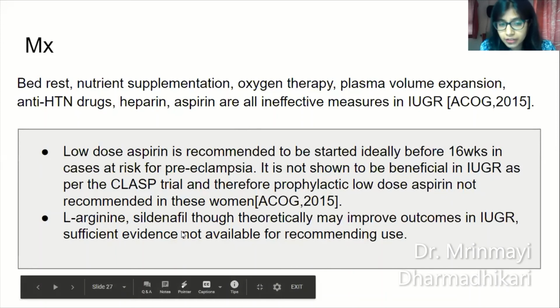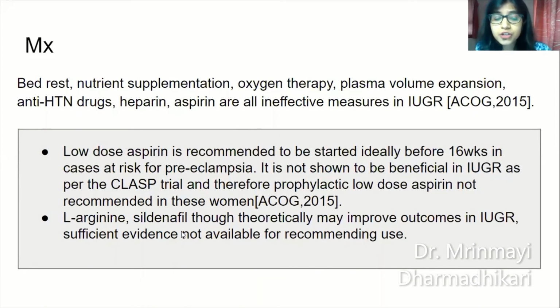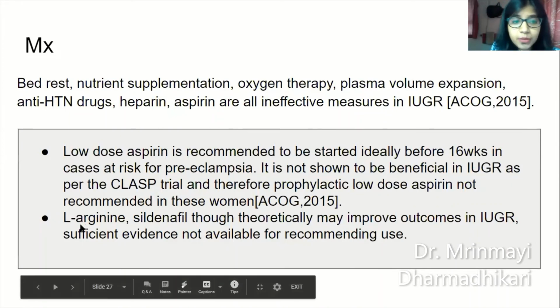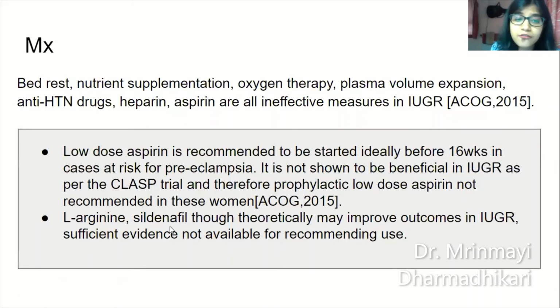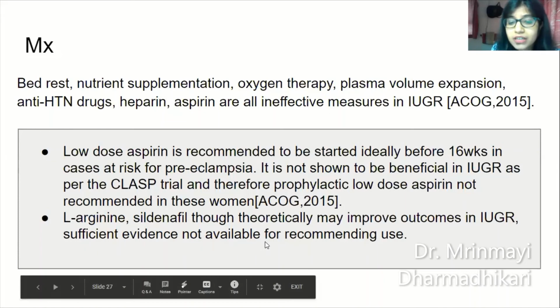L-arginine and sildenafil. Now, both of these theoretically may improve outcomes in IUGR. Why? Because L-arginine is a precursor of nitric oxide, which is a vasodilator. Sildenafil itself is a vasodilator because it is a phosphodiesterase 5 inhibitor. But sufficient evidence is not available for recommending widespread use of both of these. Okay, there is no overwhelming evidence that it definitely helps in growth restricted babies.